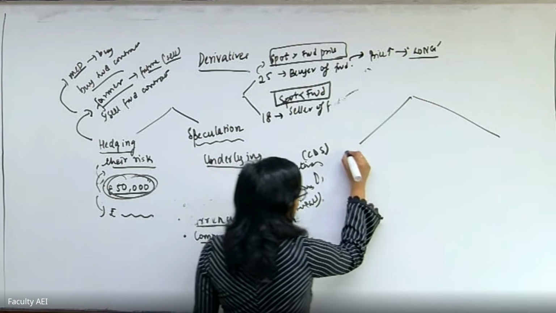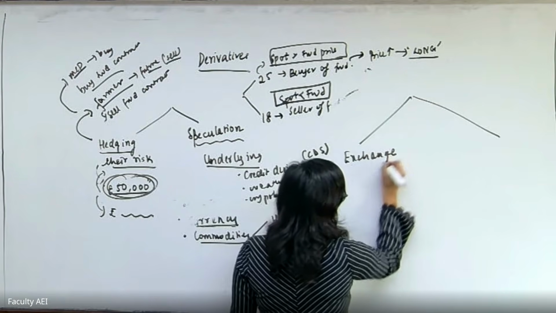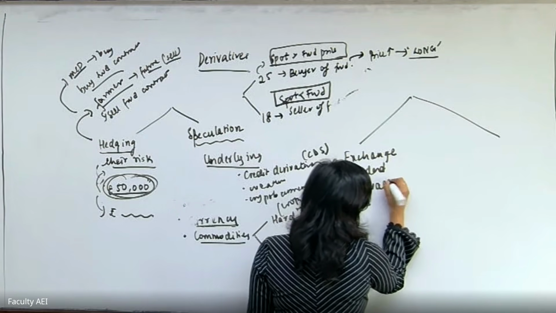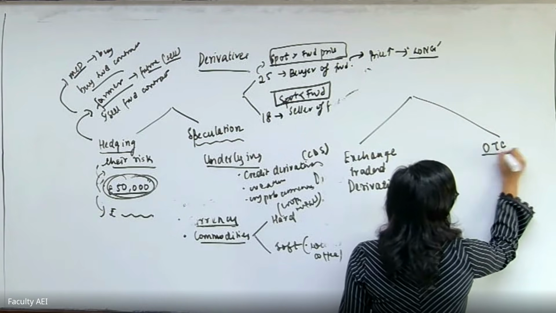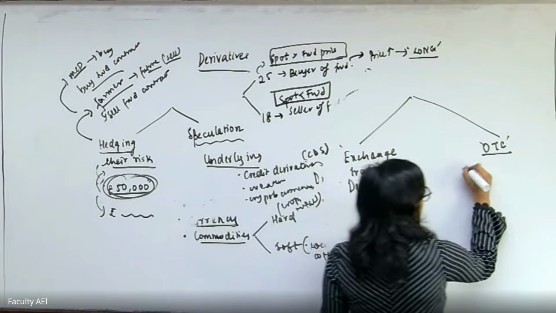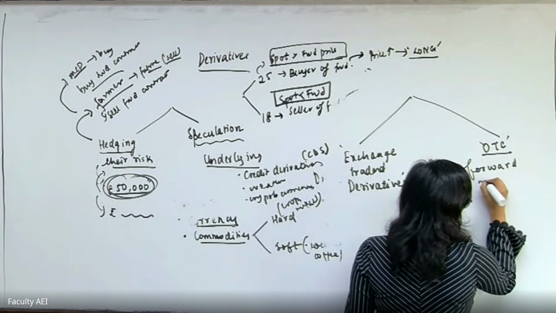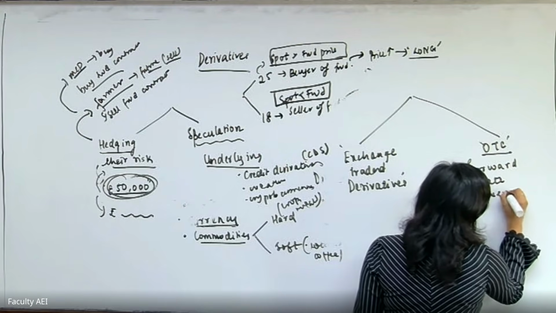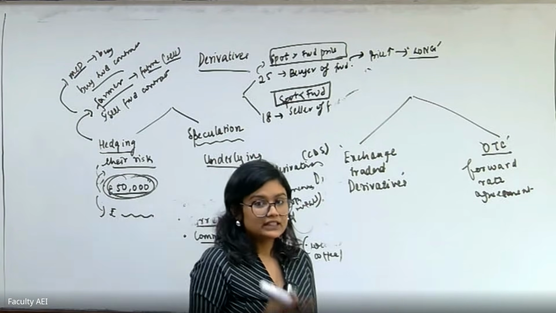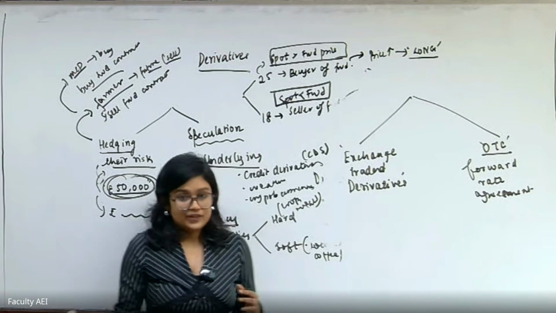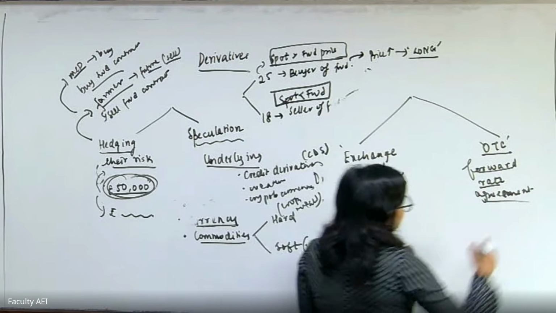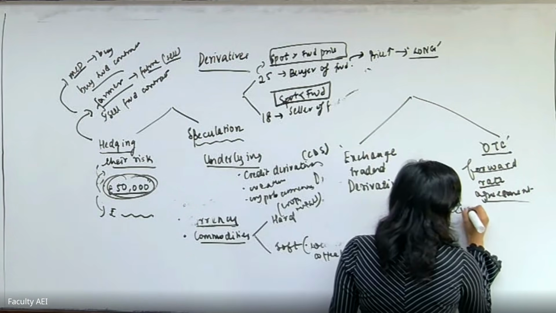Now, coming to exchange traded derivatives and over the counter derivatives. Forward rate agreement is an over the counter derivative. Like two persons, they come together, they decide that, okay, after a certain time in the future, we would be exchanging these commodities at this price. So whatever agreement they make, it is customized to their requirements.